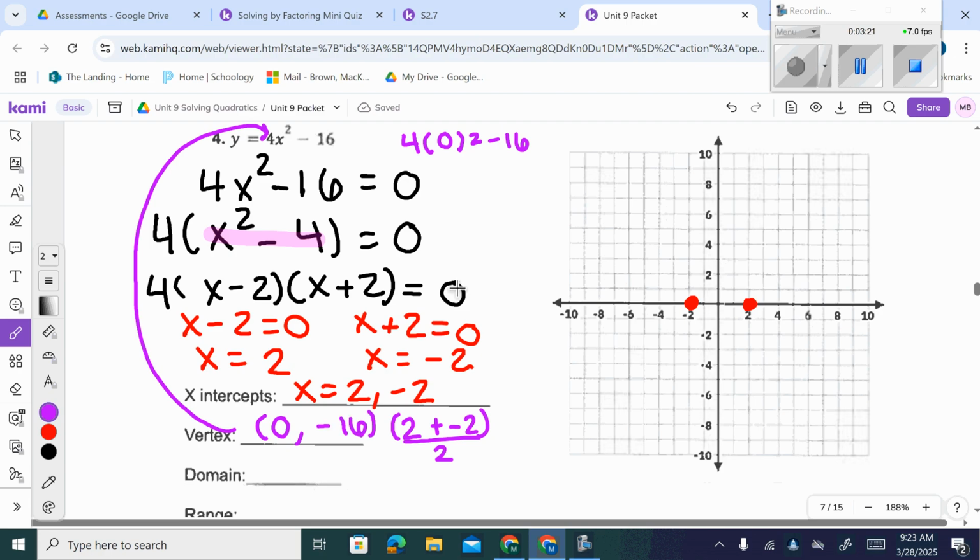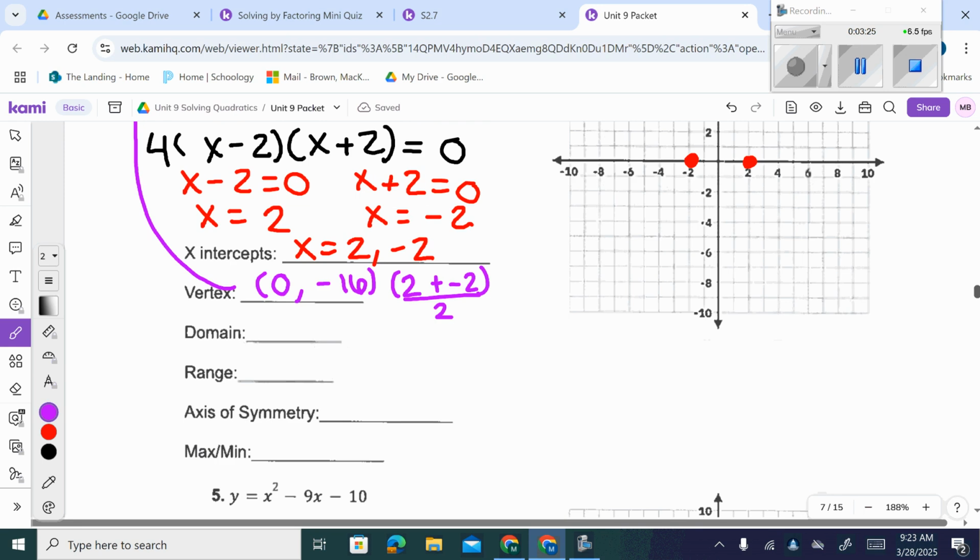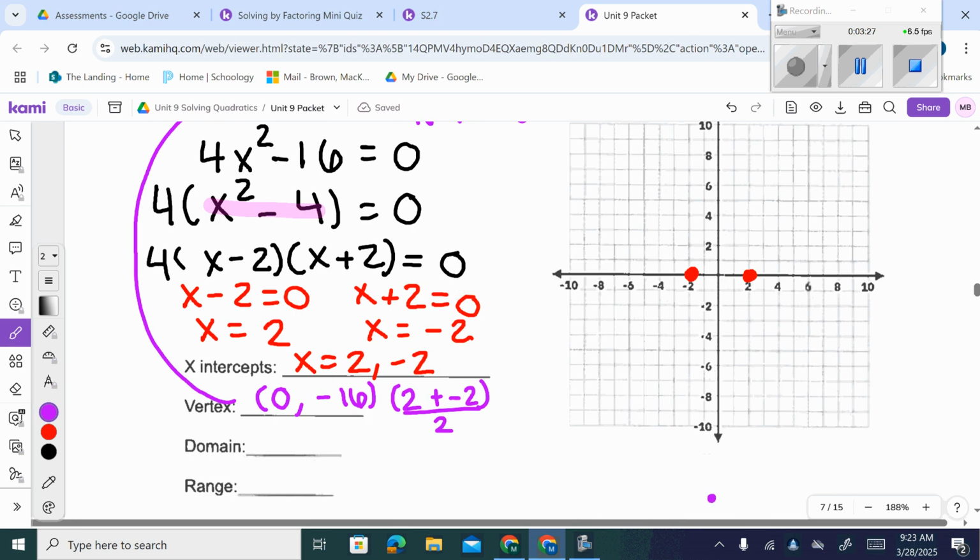Now, when you go and graph that, is that going to be on this graph? No, so it's going to be somewhere down here. So just put your point somewhere down here and label that 0, -16. When I connect them, what shape are we making? Which is called a parabola. Good.